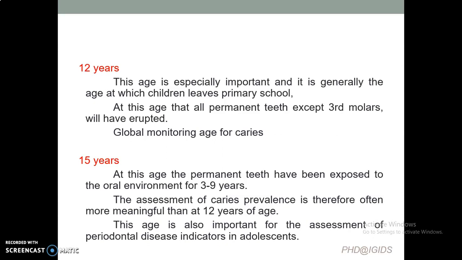By 15 years, all the permanent teeth would have erupted except third molars, and there will be sufficient exposure in the oral environment to develop these diseases. And caries becomes more meaningful beyond 12 years because, especially for the second molars, there will be sufficient exposure of 2 to 3 years. And this is an important age group for assessment of periodontal disease conditions among adolescents. So these are the reasons why 15 years is considered as an index age group.